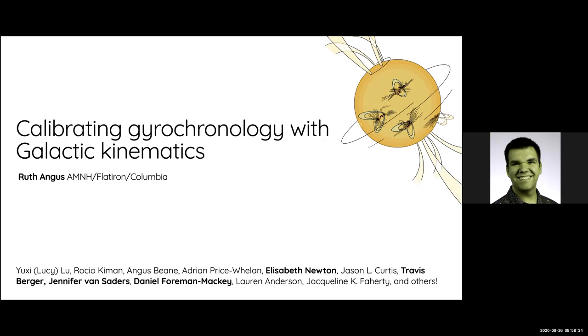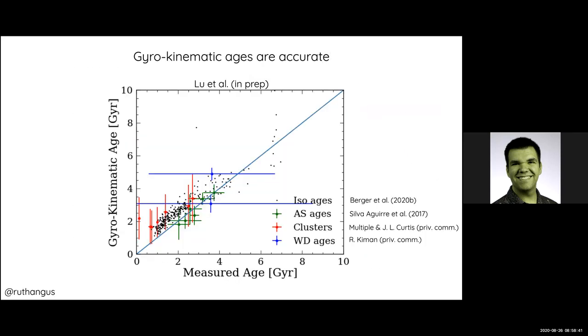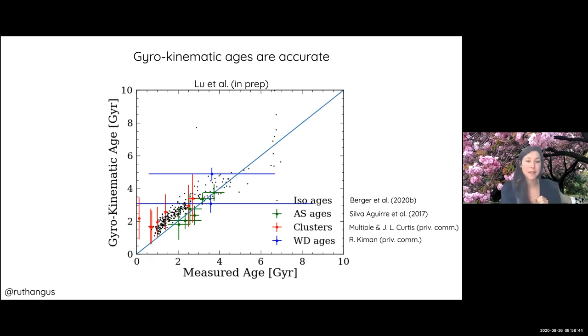I'm curious about the age comparison plot with the systematic offset between the gyrokinematic ages and the isochrone ages. Could you say more about that? Yeah. So one thing that I didn't go into detail about here is that we don't directly compare to the isochrone ages from Travis's paper. The reason is that the uncertainties from isochrone ages are in general going to be large, and so it's very difficult to visually demonstrate what the relationship is between the two.